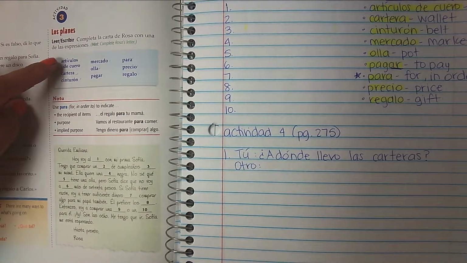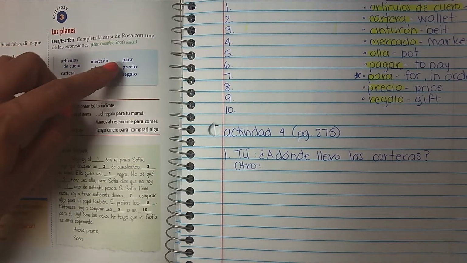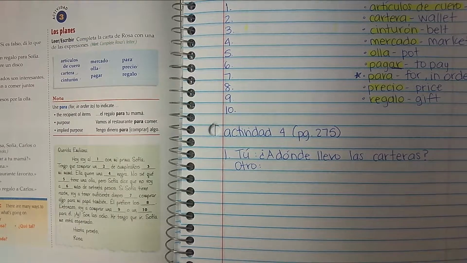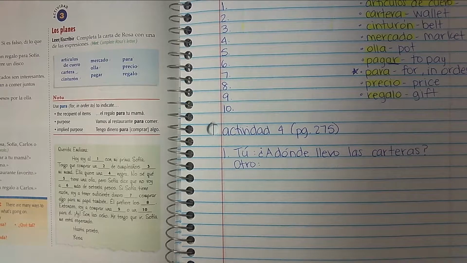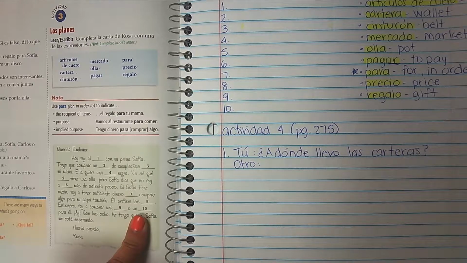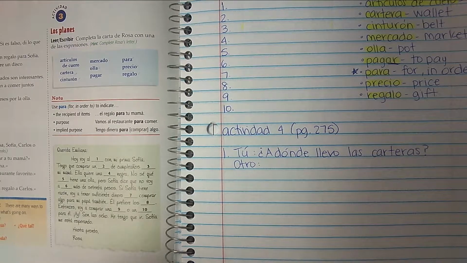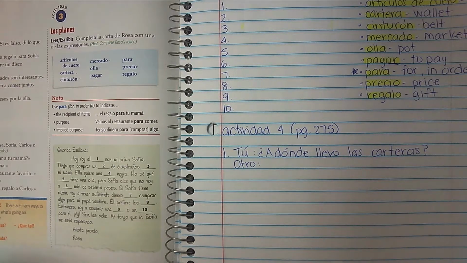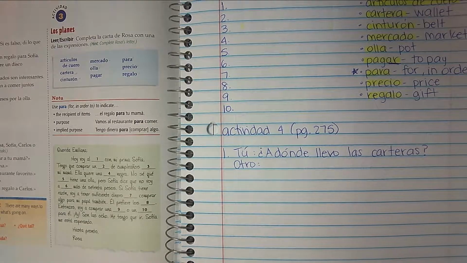Let me just make sure. 1, 2, 3, 4, 5, 6, 7, 8, 9. I'm looking here and I'm seeing that we have 10 blanks but 9 words. We'll go down the list together. We'll figure it out. I just realized that. It's okay. We'll see what happens.